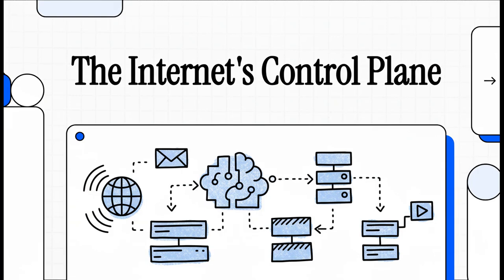Today, we are diving deep into the internet's control plane. This is the invisible, logical system that figures out how to get your emails, your videos, well, everything from point A to point B across the entire globe in, like, the blink of an eye.